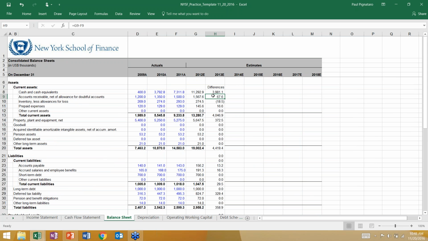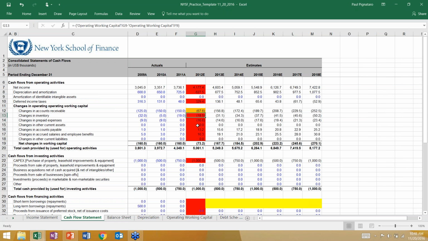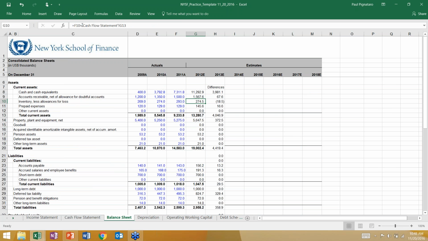So that's working. Next, inventory is going down by 18.5. A reduction in inventory means I should see plus 18.5 in changes in inventory in the cash flow statement. Do I? No. I see minus 18.5. Something's wrong. Let me look at the balance sheet. Let me go in there. Oh, what do I see here? It's a plus. It should always be a minus. I found one of the problems.